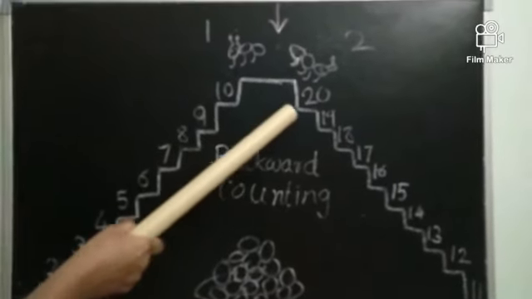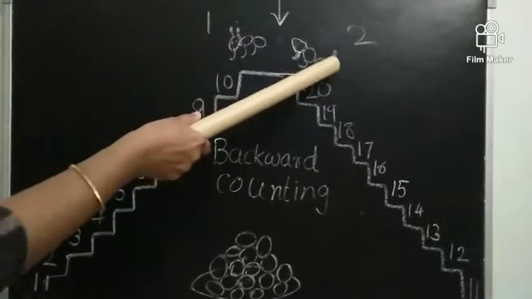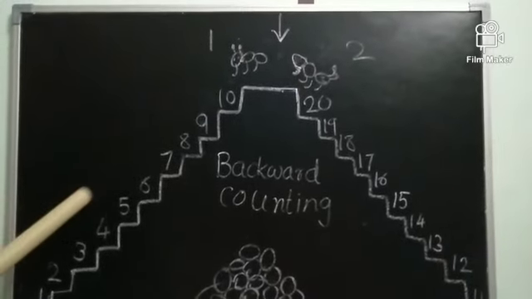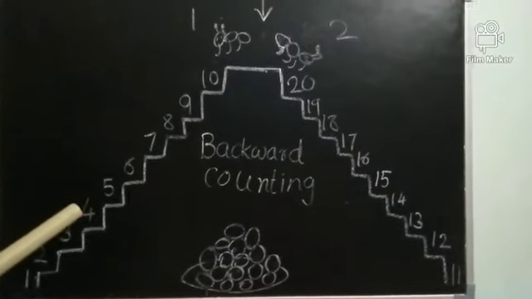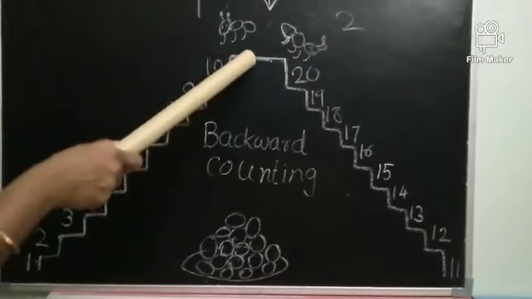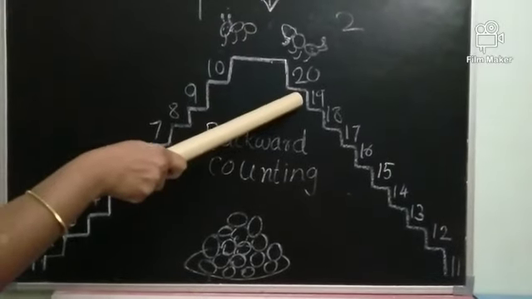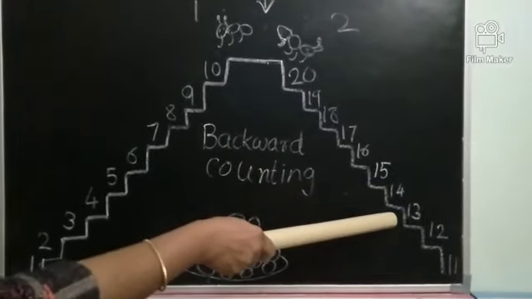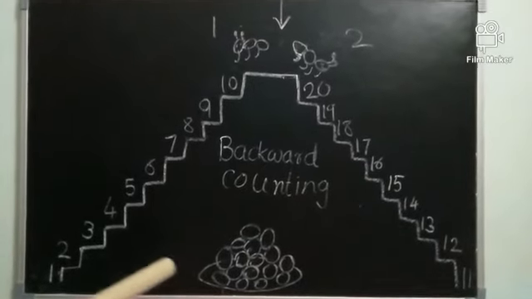Backward counting 20 to 1. Here one and here the other ant. The first ant started moving from 10 to 1, backward counting. 10, 9, 8, 7, 6, 5, 4, 3, 2, 1, reached to take the sweet laddus. The other one is waiting, then slowly started counting 20, 19, 18, 17, 16, 15, 14, 13, 12, 11, then after reaching, started reaching the sweet plate.